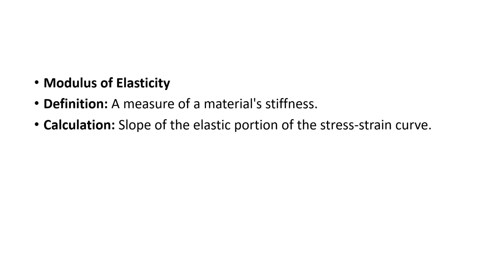So the next important point in a tensile machine is the modulus of elasticity, that is E. Definition: a measure of material stiffness. Modulus of elasticity is nothing but the measure of the stiffness of the material. Calculation: the slope of the elastic portion of the stress strain curve gives the modulus of elasticity, that is the Young's modulus.